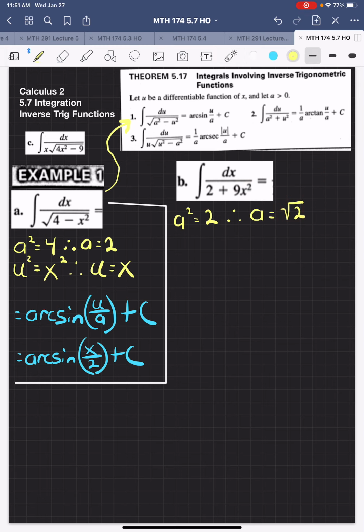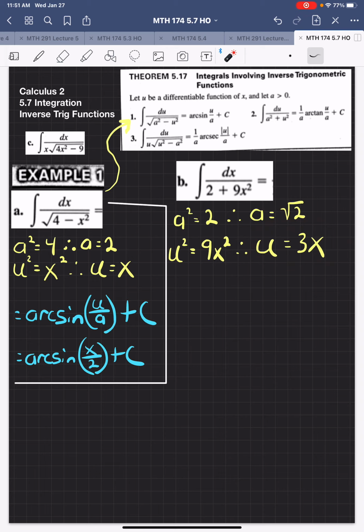Now let's take a look at u squared. In our case, u squared is 9x squared. So we should be able to use that to figure out what u is. There's some number that if you square it, you get 9x squared. Are you with me that 3x would work? Square 3x: 3 squared is 9, x squared is x squared. So we now have a, and we now have u.